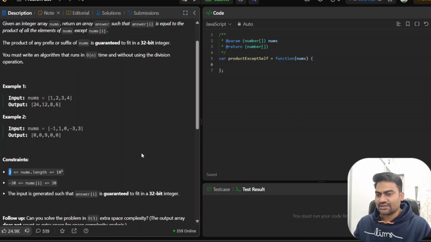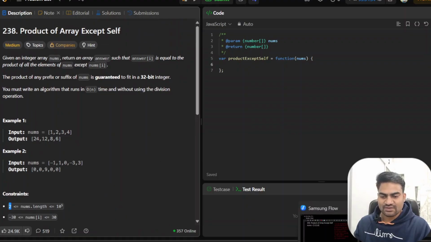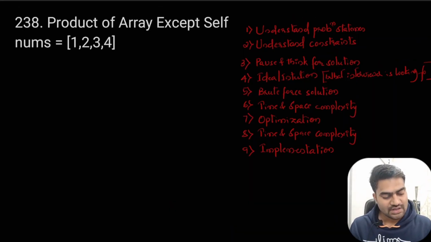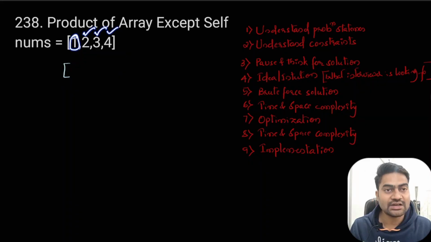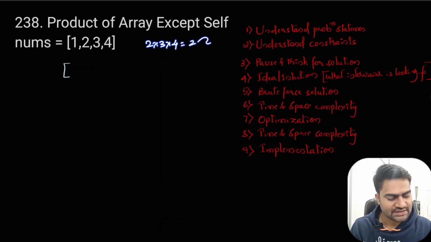So with this, let us switch to our editor. So what they have given is this particular array. Now what we need to do is take one more array. Then at the place of 1, we need to multiply 2, 3 and 4, and add that here. So if it is 2 into 3 into 4, then it is 24, correct? So now I will add 24 here.